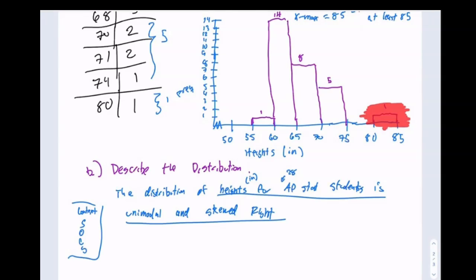All right. If your answer for skewed right is because of this right here, then that means it's not skewed right. Okay. So if it's symmetrical, but then all of a sudden you see that one thing, well, that makes it skewed right. No. That just makes it an outlier. All right. Next part.